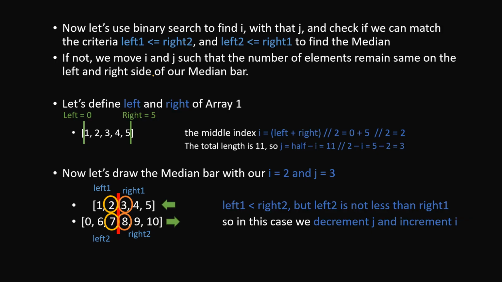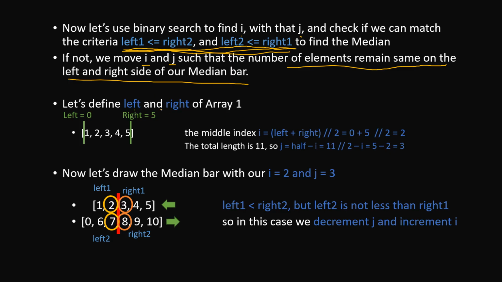This is where our binary search comes in, to find the i value fast so that it doesn't take n time. We use binary search to find i, and with that we can calculate j and check if we match the criteria. Remember, this is the criteria we are looking for to find the median. If this condition is not met, we move i and j such that the number of elements remains the same on the left and right side of our median bar.